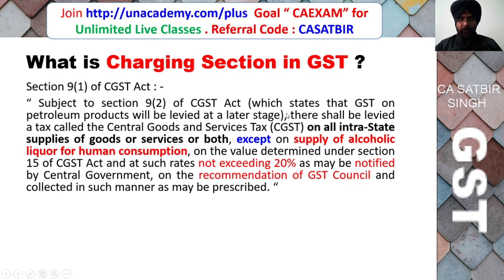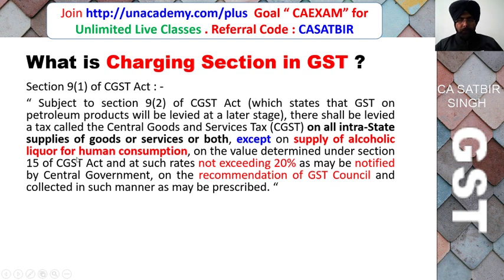Except that entry, there shall be levied a tax called Central Goods and Services Tax on all intra-state supply of goods or services. So if goods or services are supplied within the state, then intra-state GST is levied, that is CGST and SGST has to be paid. And if there is an interstate supply from one state to another state, then instead of the CGST Act, the IGST Act, Integrated GST Act, will apply.